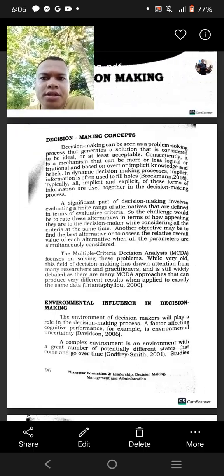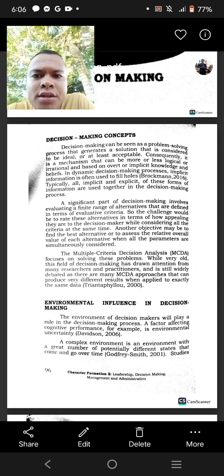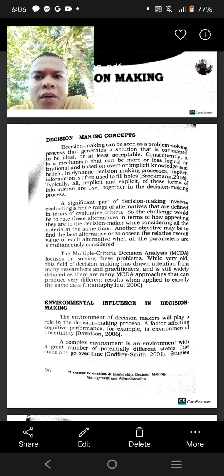I am going to discuss my assigned topic in Cflm2 about decision making. Decision making concepts. Decision making can be seen as a problem solving process that generates a solution that is considered to be ideal or at least acceptable.